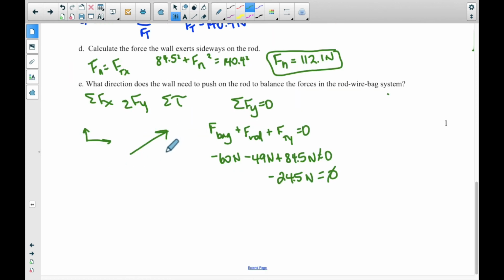The direction that the wall needs to push on the rod: it needs to push it to the right, and it also needs to push it up. So this is the direction that is necessary for this to hold up. Okay, let's turn to the other page.